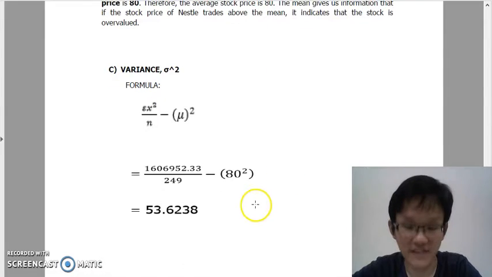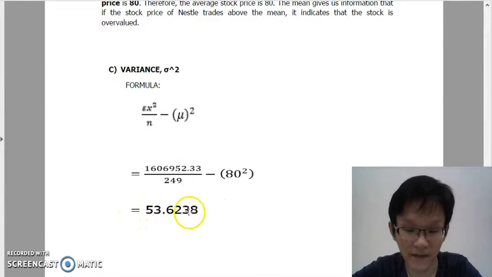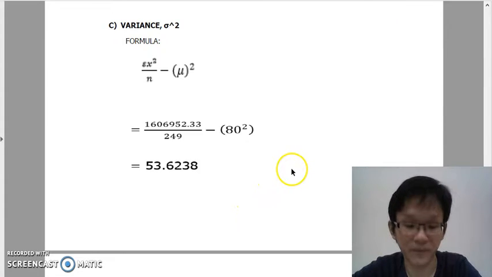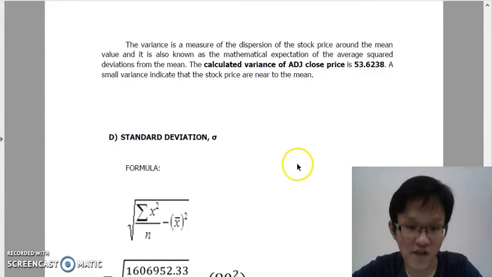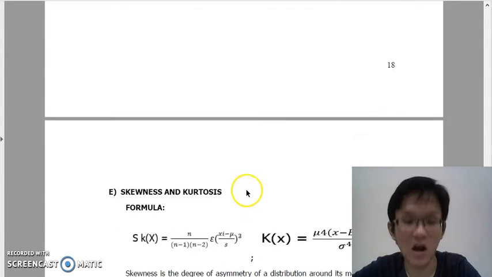For the variance, the final value we get equals 53.6238. This value is a small variance, which indicates that the stock prices are nearer to the mean. For the standard deviation, the final value we get equals 7.3228. And it has a higher deviation among the stock prices in a 1 year period.